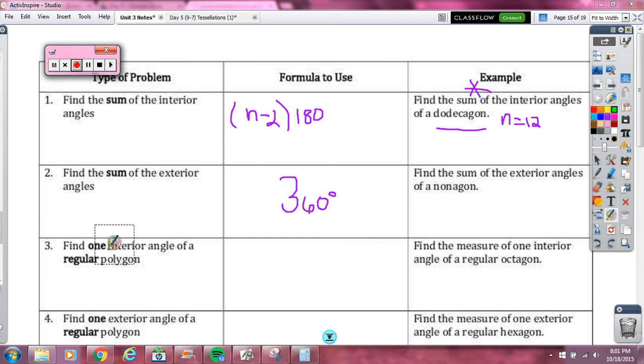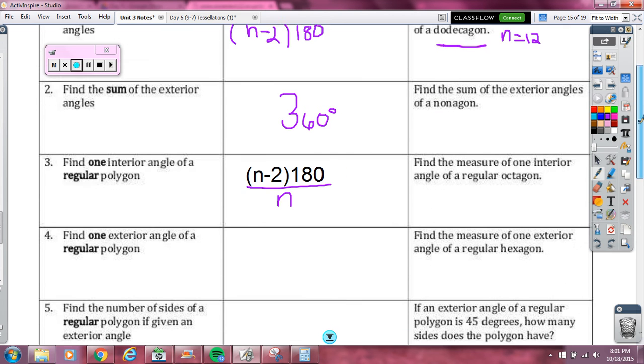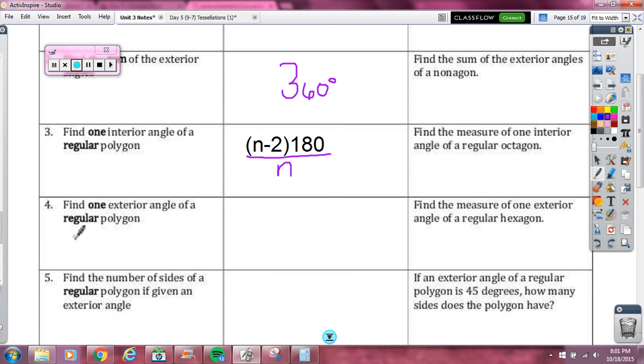Next one, if we want to find just one interior angle of a regular polygon, we just start with formula number 1. So n minus 2 times 180 tells me all of the interior angles of a polygon, but if I want just one of them, then I'm going to need to divide by the number of sides that I had. Same thing goes for one exterior angle of a regular polygon. We know from formula number 2 that 360 is all of the angles added up, but if I want just one of them, I'm going to need to divide by the number of angles that I have.